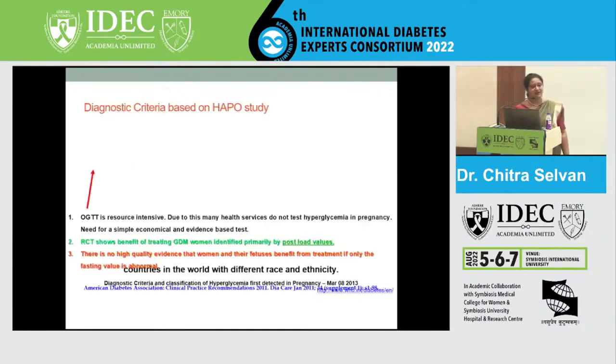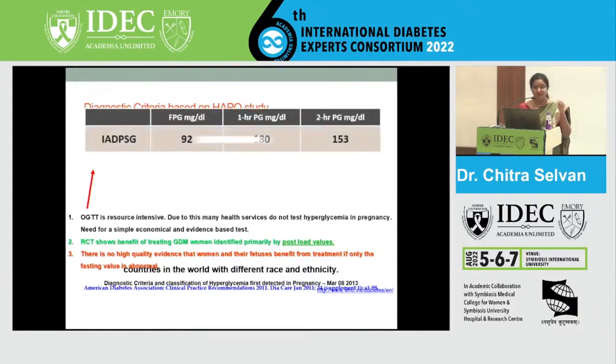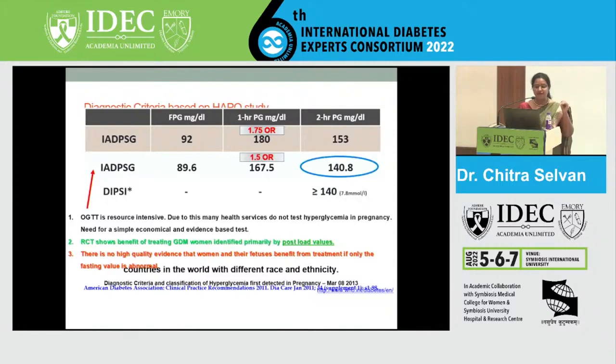And what's the logic behind this 140 at 2 hours? The IADPSG values were decided at an odds ratio of 1.75 from the HAPO study. If you calculate the numbers for an odds ratio of 1.5, the 2-hour value corresponds to 140. It would make sense for us to lower our odds ratio for detection, primarily because Dr. Shalini has highlighted that we are an ethnicity who's at very high risk of gestational diabetes. So if there's only one value that you look at, this is probably it.